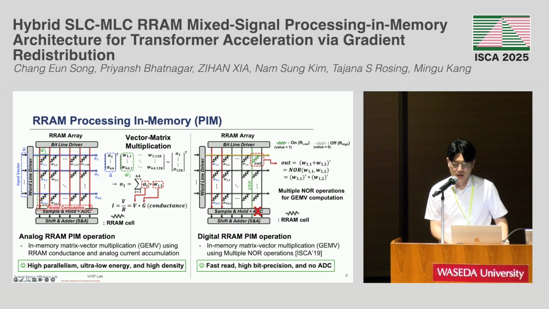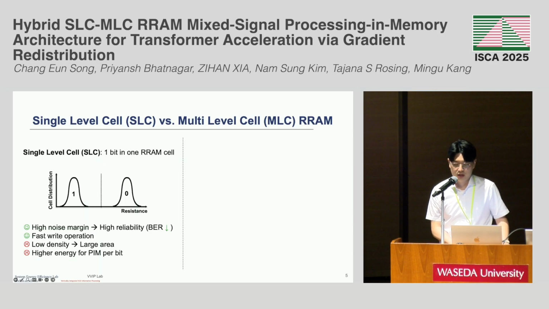On the other hand, we can also implement the digital RRAM PIM operation by selectively turning on the three different bit lines for the logic operation, which can be used for the GEMV operation. Although the parallelism would be worse than using the analog RRAM PIM, since we don't need the expensive ADC in digital RRAM PIM, we can deploy this for operations which require fast and high bit precision. So there are two types to store the data inside the RRAM.